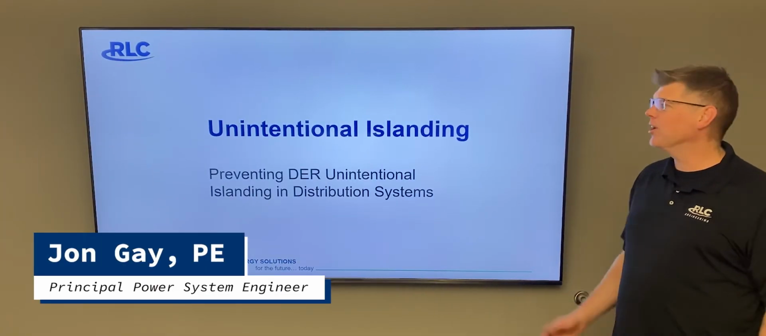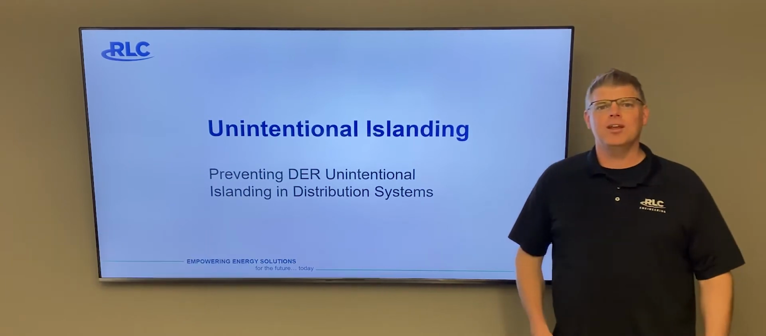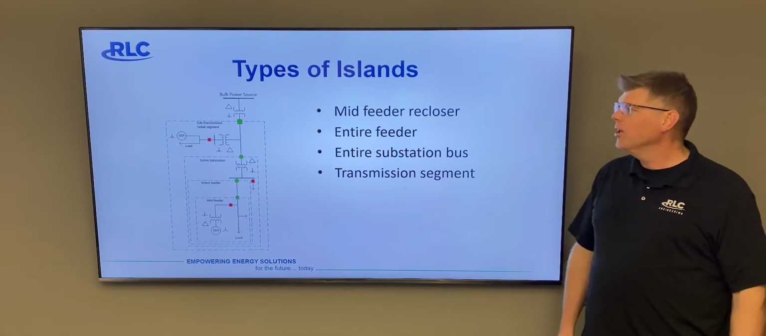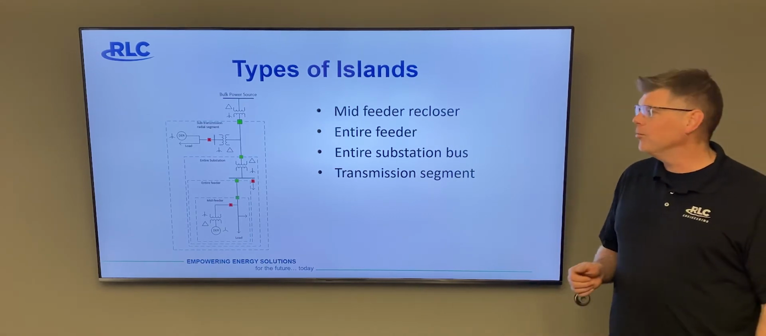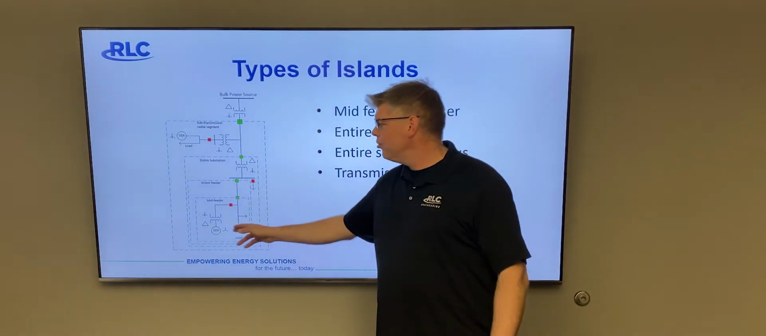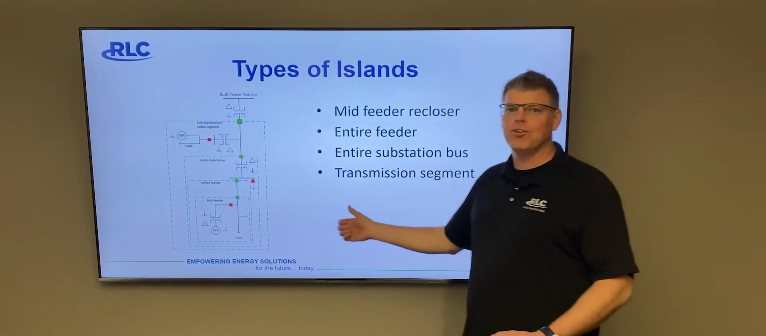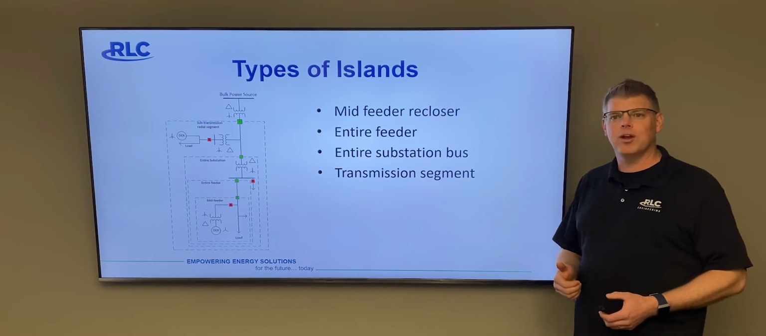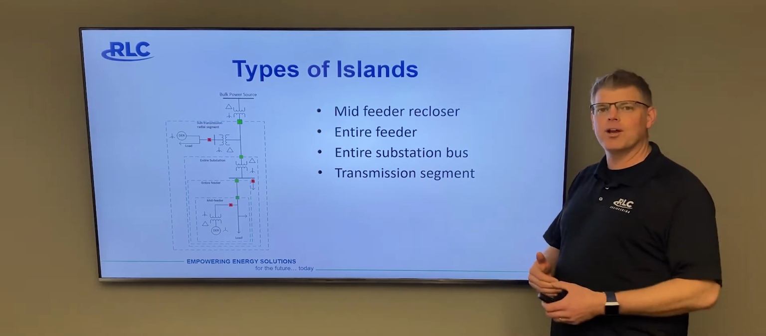This time we're going to be talking about unintentional islanding in distribution systems. So you might ask, what is an island? Well, an island is caused whenever you have generation and load that gets separated from the system. So there's actually a number of different types of islanding scenarios. Each one is caused by a breaker opening.